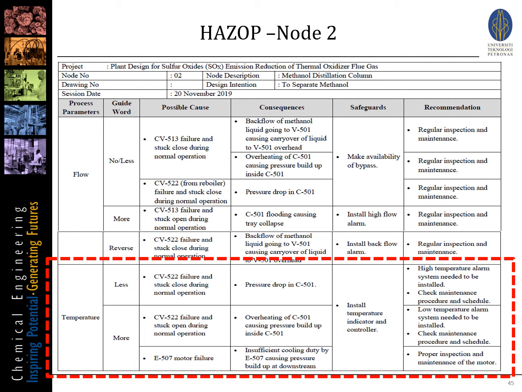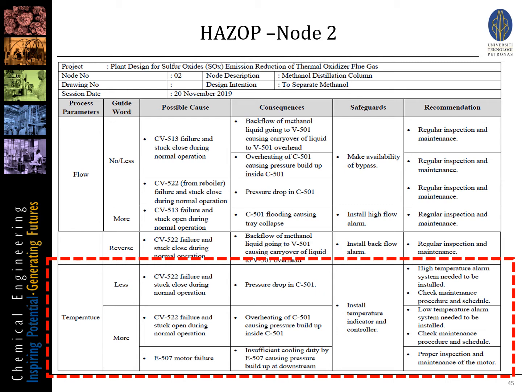This will cause overheating of C501, causing pressure build-up inside C501. Other than that, the possible cause for more temperature is E507 motor is damaged. This can cause inefficient cooling duty by E507, causing pressure build-up at the downstream. So, the safeguard for this is to install temperature indicator and controller.